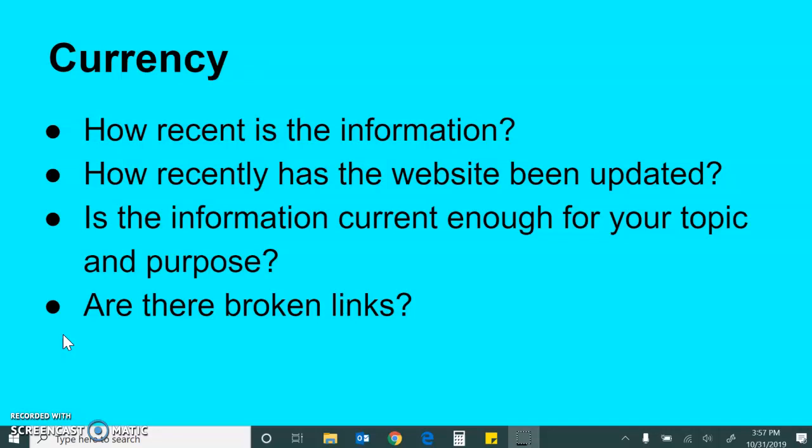We can also look at the links. If there are a lot of broken links, then perhaps nobody has really been taking care of the web page, and perhaps information is not as trustworthy.